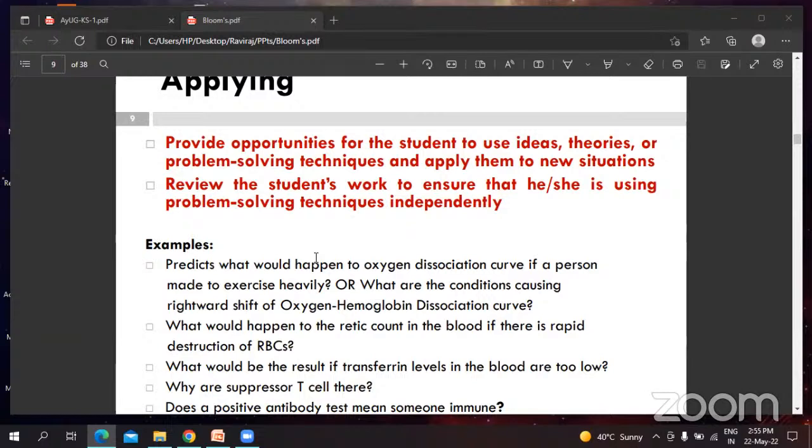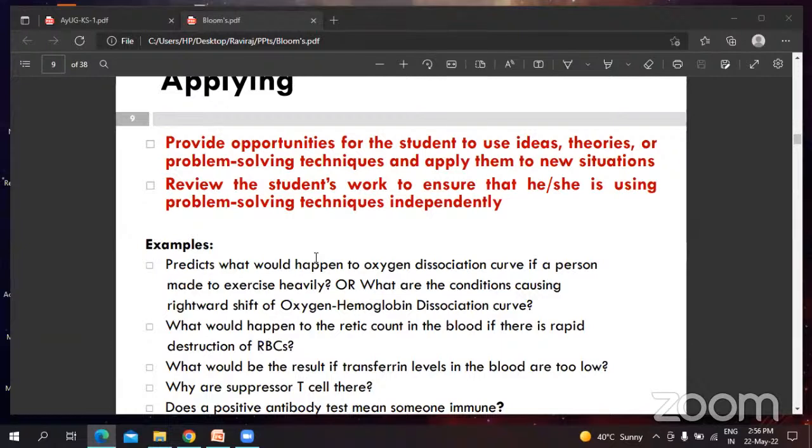iron to the bone marrow by whatever means it does. If the levels of transferrin are low, do you think that the patient will have normal hemoglobin? No, because the transporting agent is not there in adequate quantity. So eventually the patient will have anemia, right?